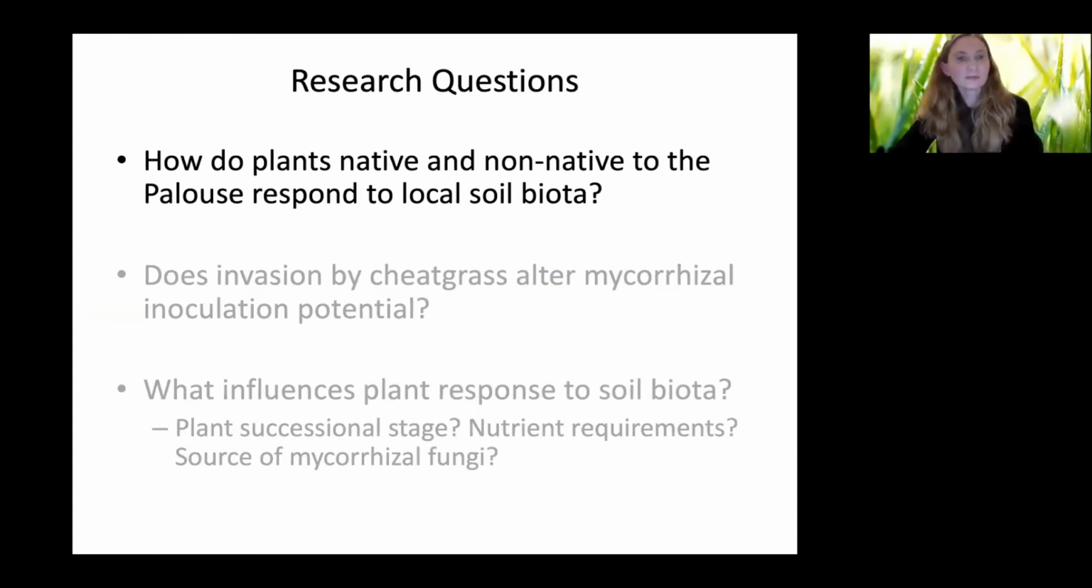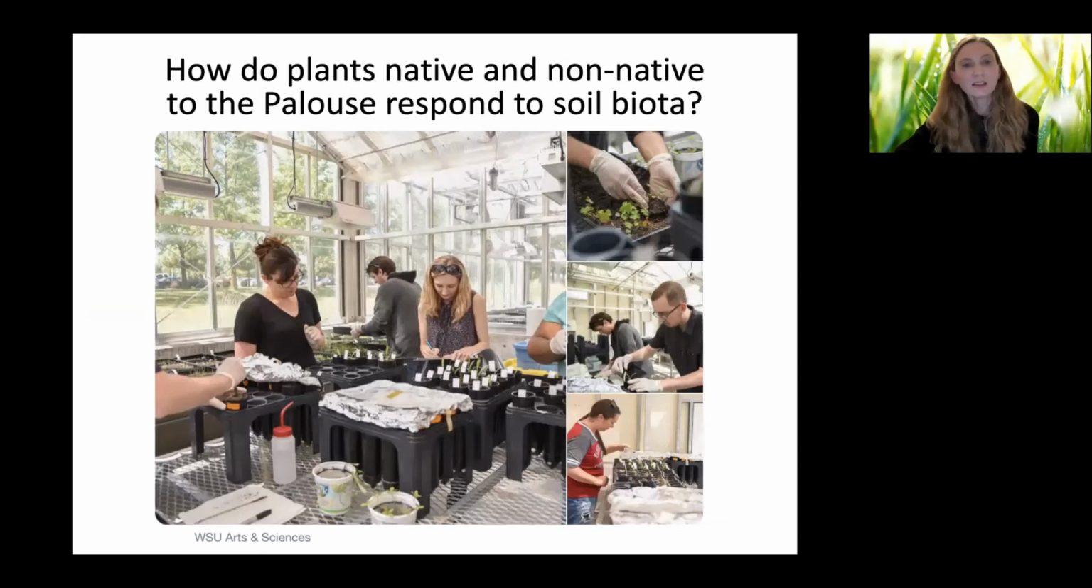So now I'll present some of the results from the greenhouse experiments that my students and I have been doing at WSU. And for the first research question, we've been focusing on how do plants native and non-native to the Palouse respond to inoculation with local soil biota? This work has been done on the WSU Tri-Cities campus, and here's a picture of some students and I setting up one of these experiments.